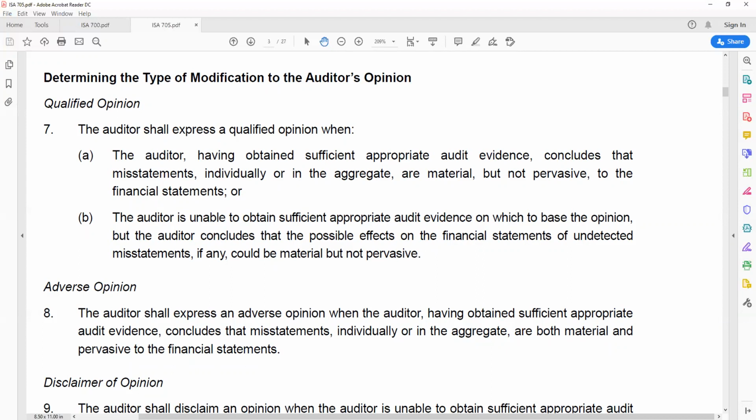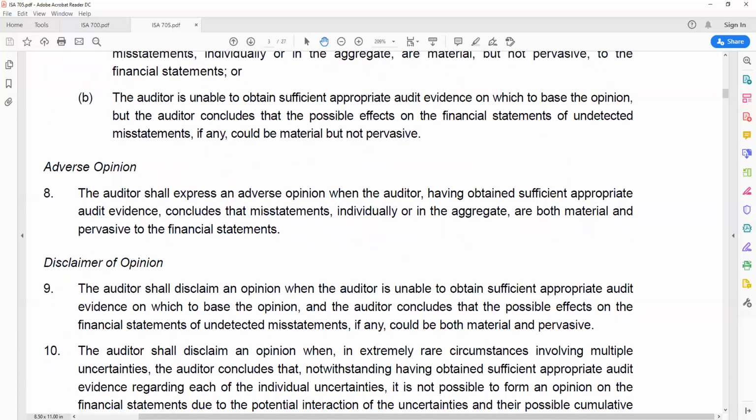If the misstatement we just mentioned, as a result of the disagreement of matter, is both material and pervasive, then you issue the adverse opinion. In this case, point number 8: the auditor shall express an adverse opinion when the auditor, having obtained sufficient appropriate audit evidence, concludes that the misstatements, individually or in aggregate, are both material and pervasive to the financial statements.